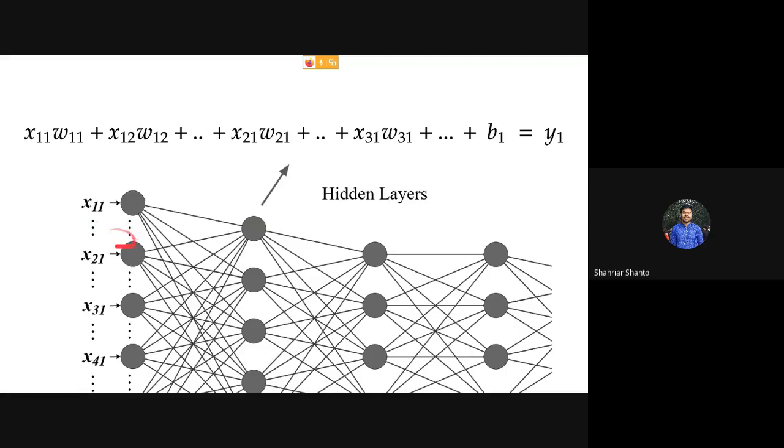There are many neurons, which means there are more here. So x12 is multiplied with w12, or that specific weight from that neuron, and so on. All those values are multiplied and then added, and then added with the bias for this specific neuron, which equals y1, the output of this neuron. So we can see that this is actually a weighted sum of values from the previous layer.